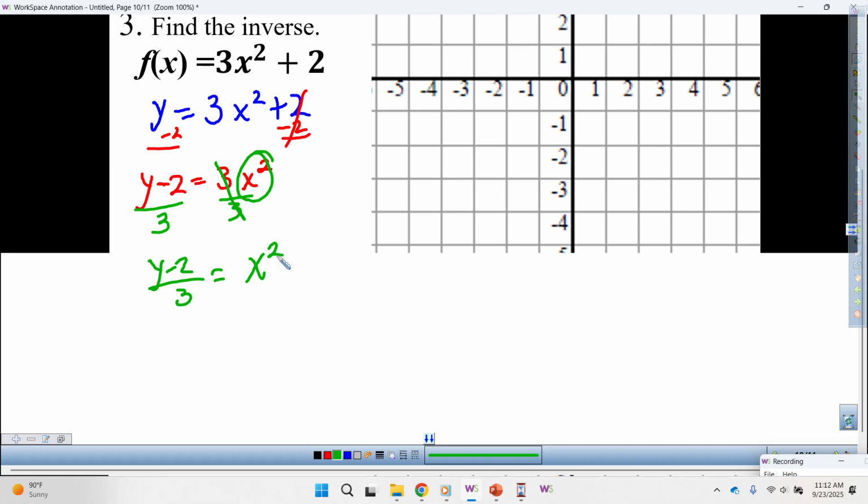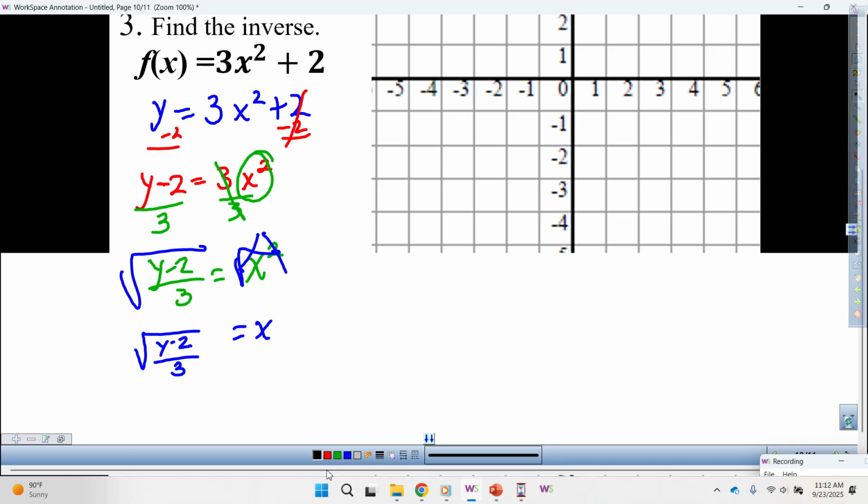Tell your neighbor what cancels a square, and Autumn's going to pass to someone. What cancels a square? Autumn, pass to someone. Jaime? Square root on both sides. So this cancels that. We're left with x. And then on this side, the square root of (y minus 2) over 3.